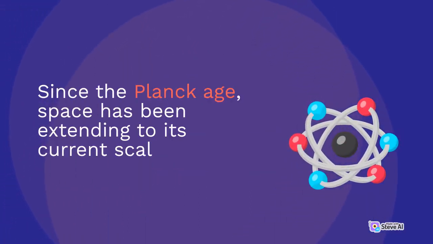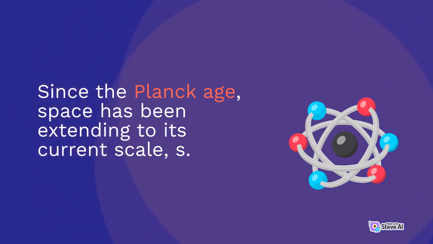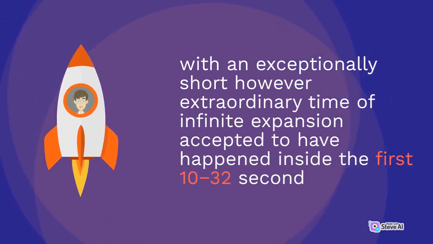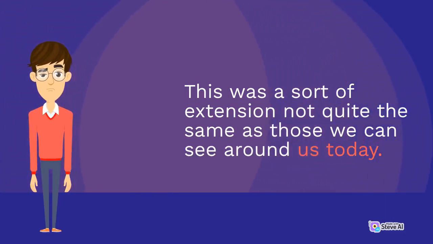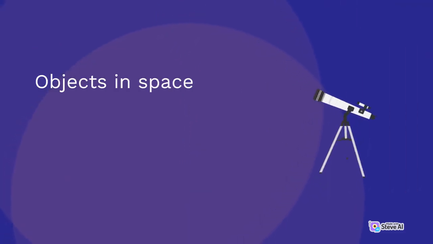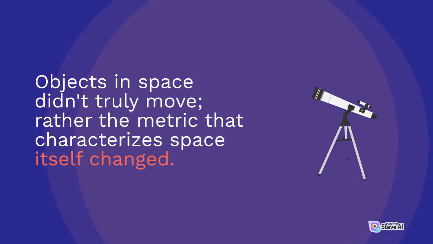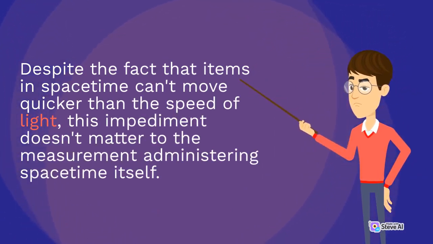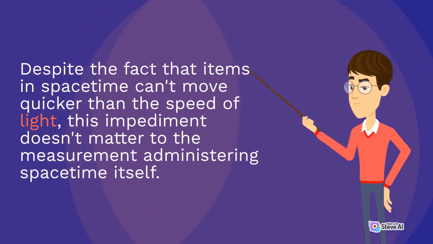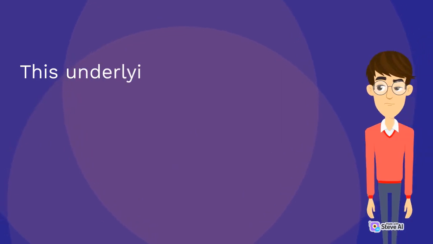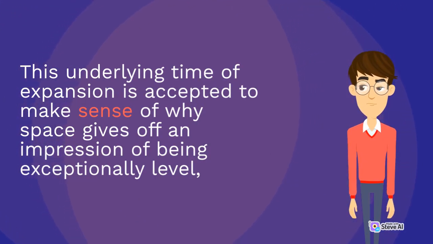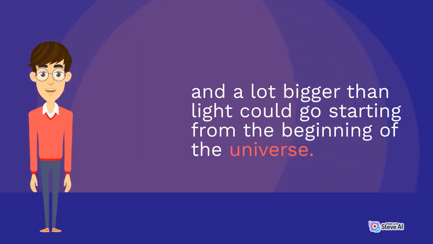Since the Planck epoch, space has been expanding to its current scale, with a very short but intense period of cosmic inflation believed to have occurred within the first 10⁻³² seconds. This was a kind of expansion different from those we can see around us today. Objects in space didn't actually move; rather, the metric that defines space itself changed. Although objects in spacetime cannot move faster than the speed of light, this limitation doesn't apply to the metric governing spacetime itself. This initial period of inflation is believed to explain why space appears to be very flat, and much larger than light could travel since the beginning of the universe.